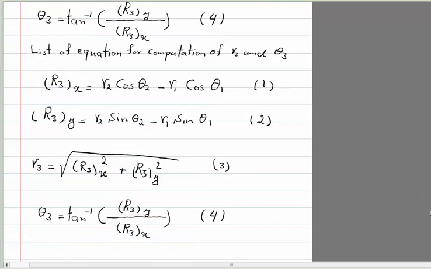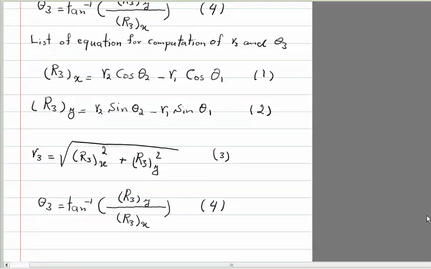Now, here I have listed the equations that are needed in order to compute the values of R3 and theta 3, starting with the given values, which are R2, R1, theta 2, and theta 1.